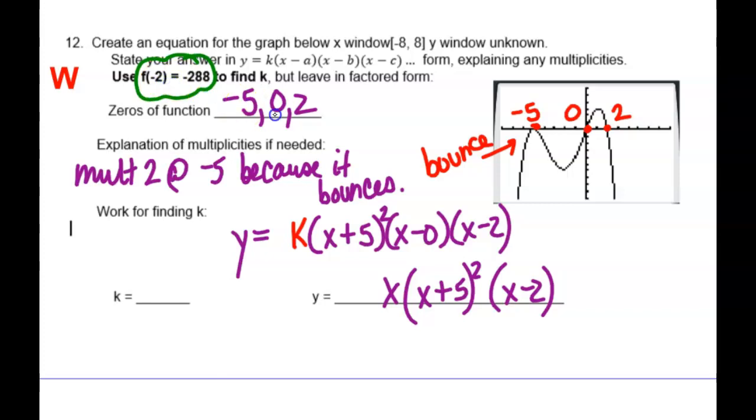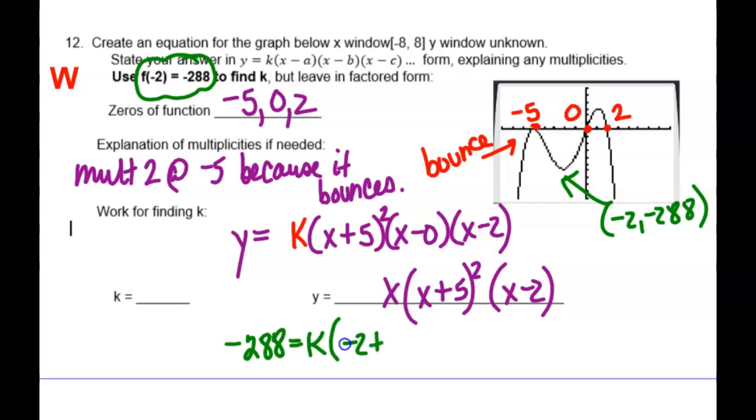Okay, I think on the quiz there's like an arrow that says that point is -2, -288. So when y is -288, x is -2. You can do this in any order you want again.